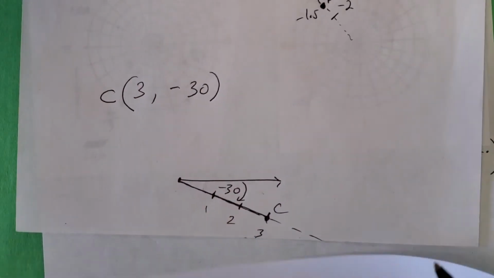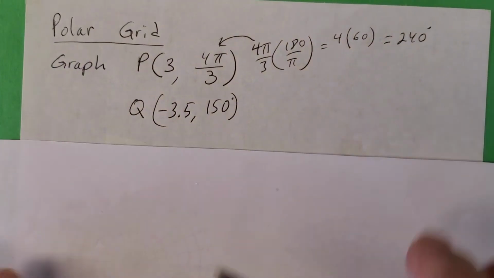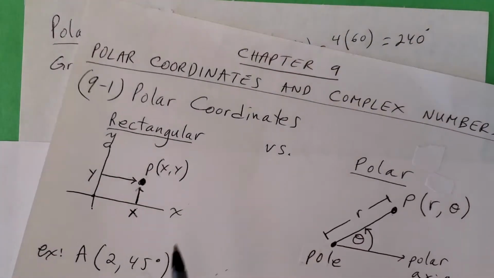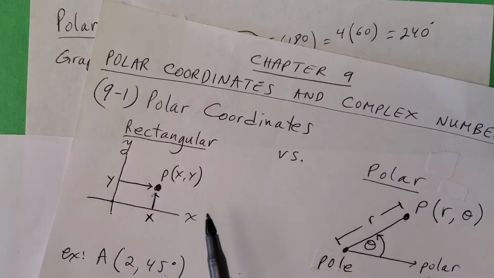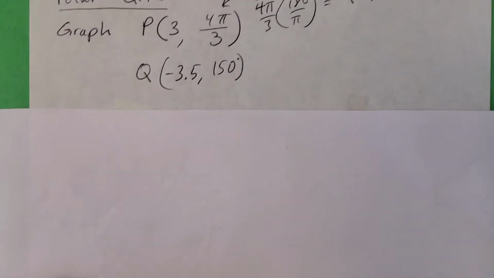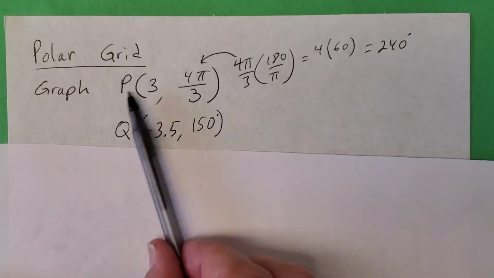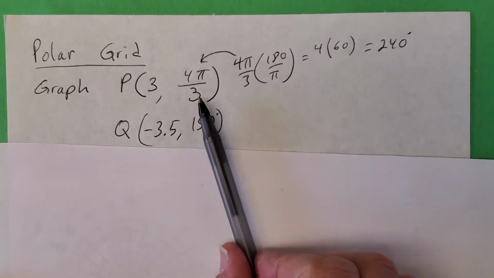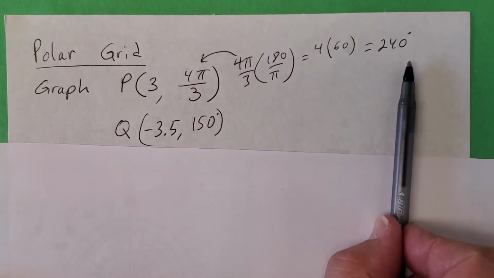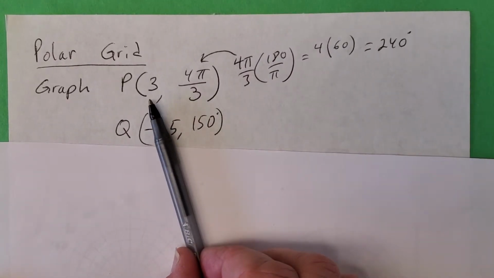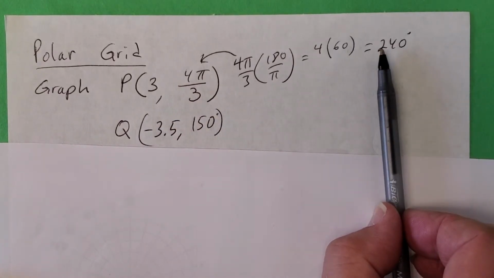Okay? Now what I want to do is show you the grid. You know what the grid looks like for rectangular coordinates, right? It's just graph paper with little boxes. The polar coordinate grid, right? So if I want to graph these 2 points, P and Q, this one is in radians, so I quickly change it into degrees. So this is 3 units out and 240 degrees, right?